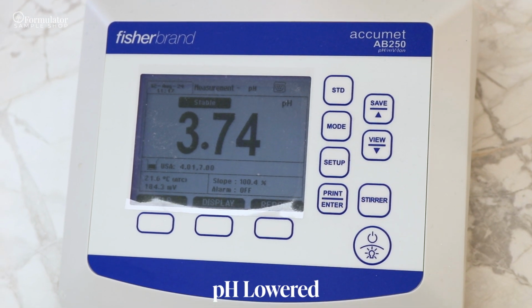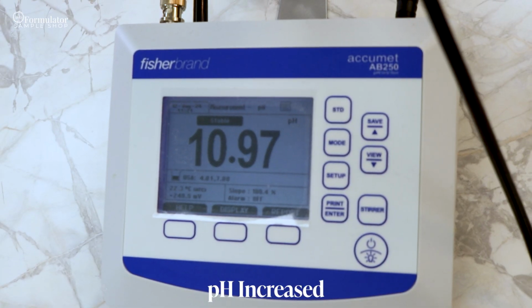And there you have it. We have adjusted both formulas to lower and increase pH.